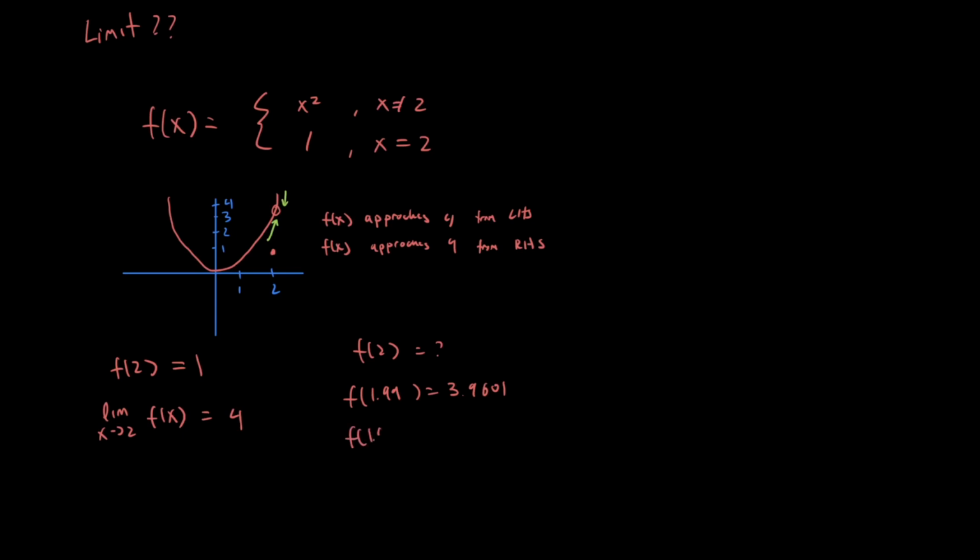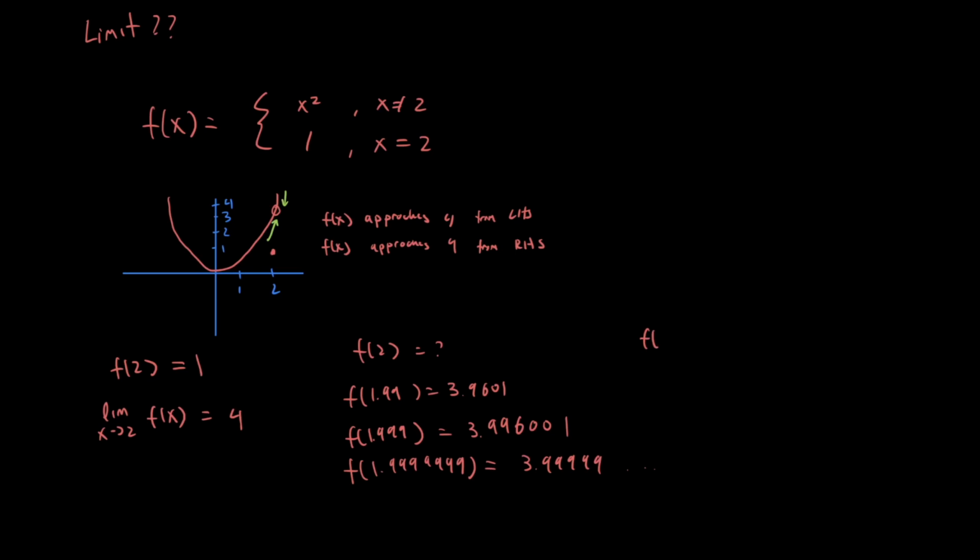I had 1.999. f of 1.999 would equal 3.996001. And f of 1.9999999 would equal almost, just almost, 3.99999, and so on, right?